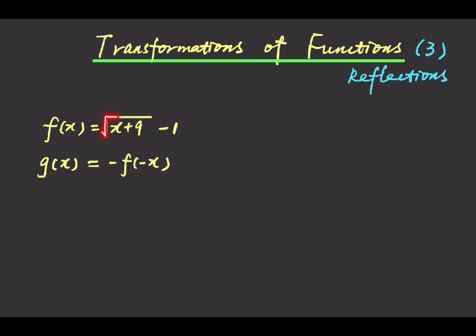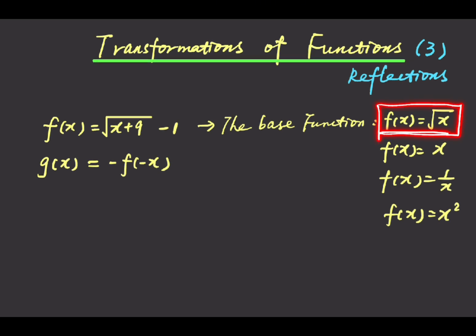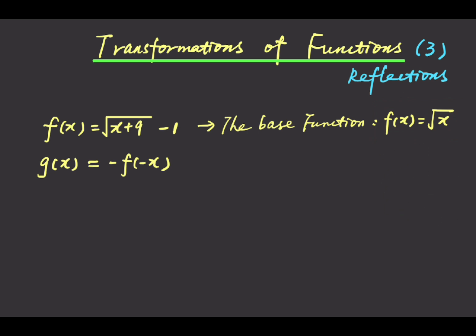Here we have the square root of x plus 9 minus 1. Here you should think of the base function. The base function is f(x) equals square root of x. We have four kinds of base functions: f(x) equals square root of x, f(x) equals x, f(x) equals 1 over x, f(x) equals x squared. Here, in this situation, we need to make use of this kind of base function. So, we focus on the base function.